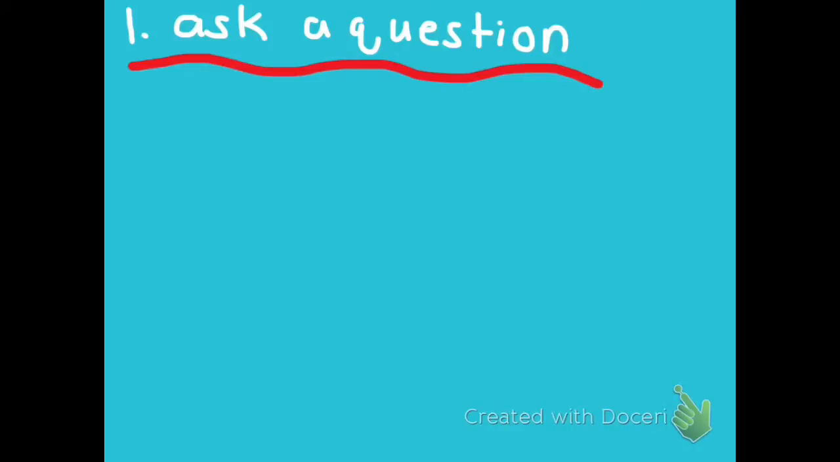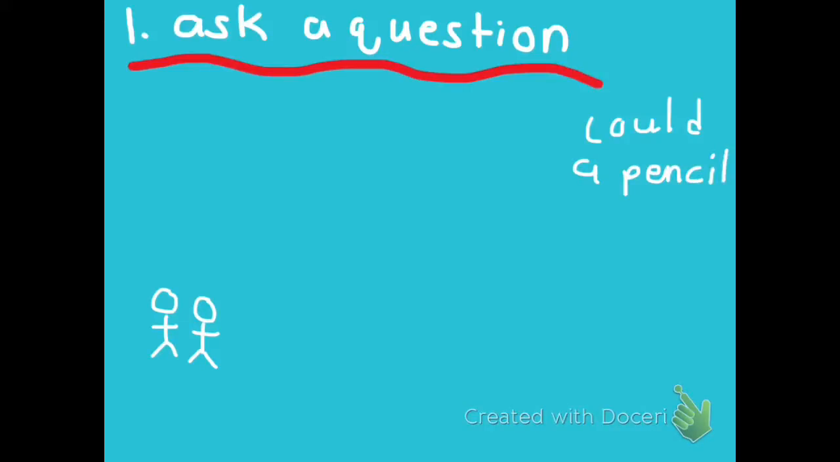Now I'm going to give you an example. Let's say 2 people were walking around. They thought something could happen, like, well, maybe a pencil could hold 12 pounds. That's their question. They're asking a question if this could happen. So we're going to write it off to the side: a pencil holds 12 pounds. So let's see the other steps in the scientific method.